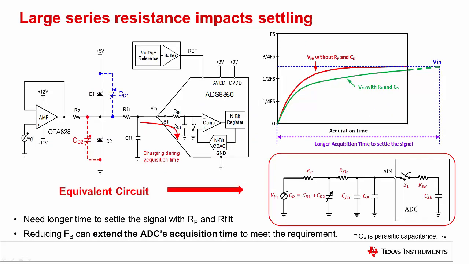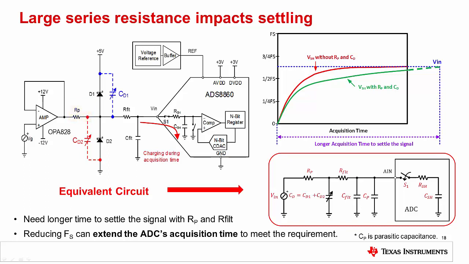This slide emphasizes the problem with the large series resistor. The red curve represents the circuit settling when RP is 0 and the diodes are removed from the circuit. In this case, the amplifier is able to fully charge the internal sample and hold capacitor within the acquisition time period. The green curve represents what happens when RP and the Schottky diodes are added. In this case, the large series resistor does not allow the sample and hold to be fully charged by the end of the acquisition period.